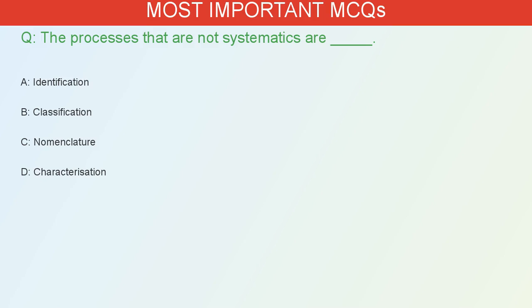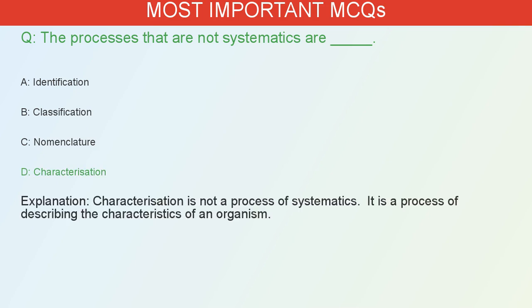The processes that are not systematics are ____________. A. Identification. B. Classification. C. Nomenclature. D. Characterization. The correct answer is D. Characterization is not a process of systematics. It is a process of describing the characteristics of an organism.